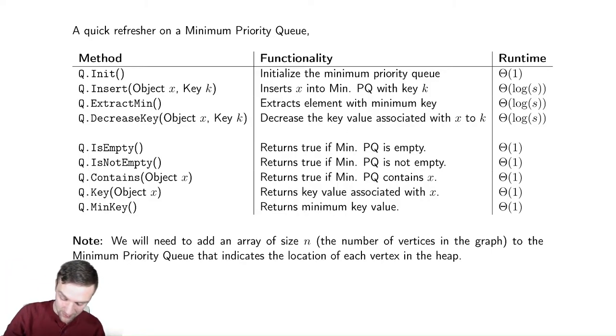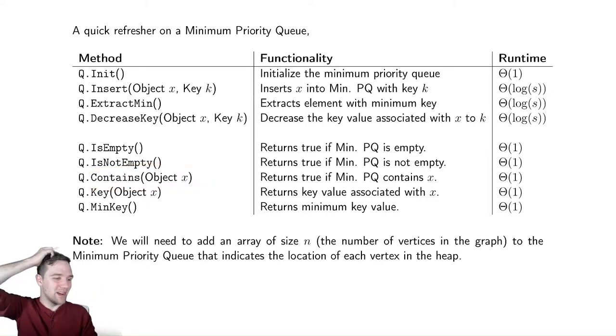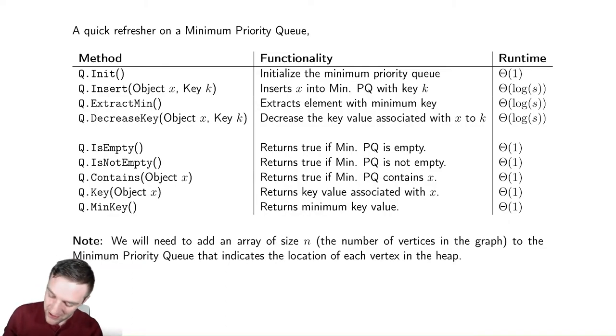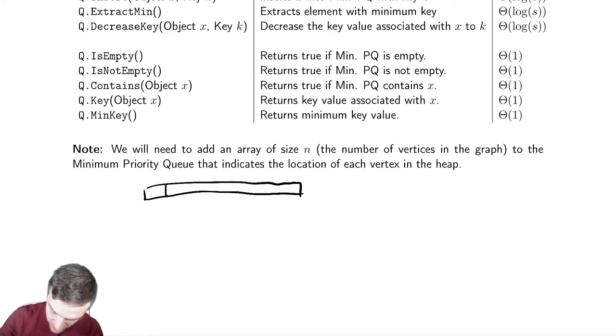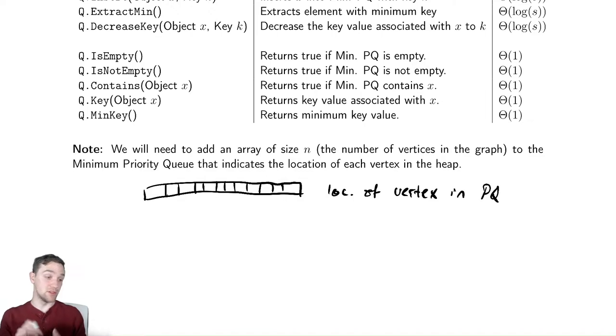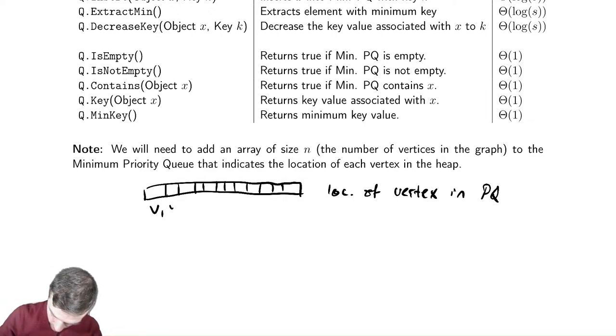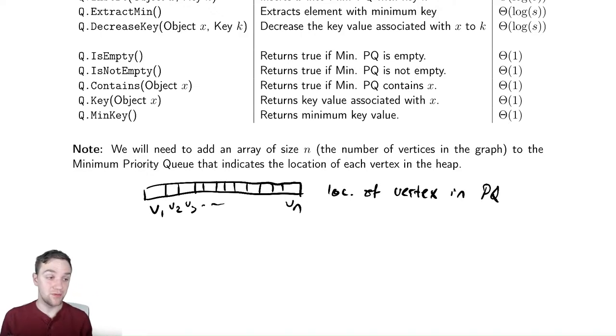So if we look, is empty and is not empty, that should be easy. You can just have a Boolean being stored if you wanted, or you could have some other way to check that. And contains, that doesn't seem very obvious at all that we can do in constant time. The way we can do this is by creating a secondary array where each entry in the array is the location of a vertex in the priority queue. And because the vertices are numbered, v1, v2, v3, v4, v5, we store them in that numerical order. So we store the location of V1 somewhere in here. When we perform all of our methods, we also need to update these locations.